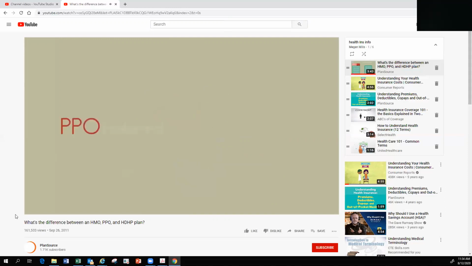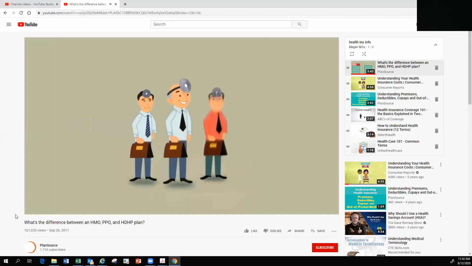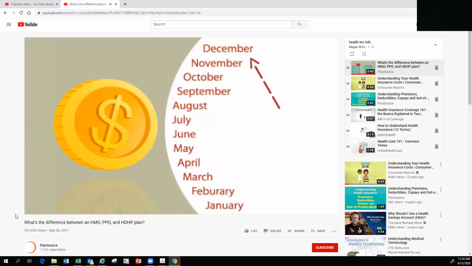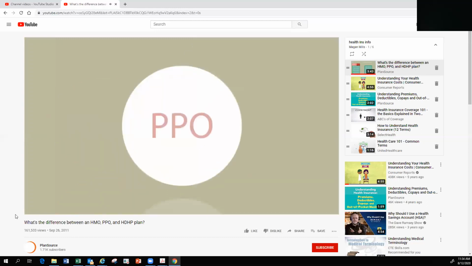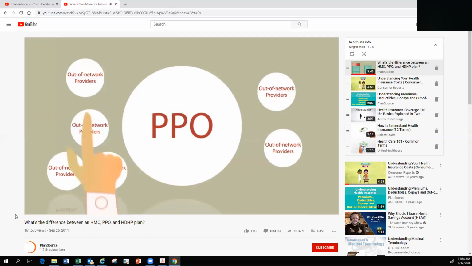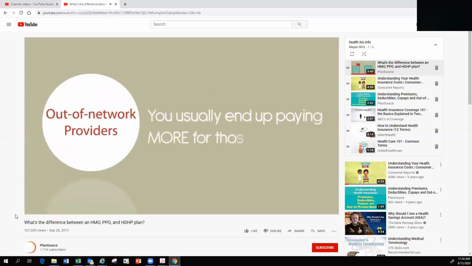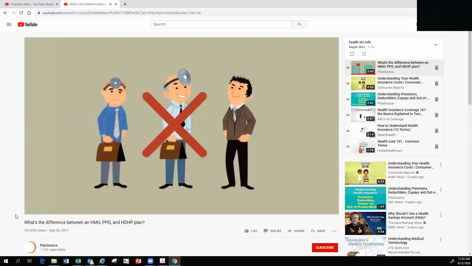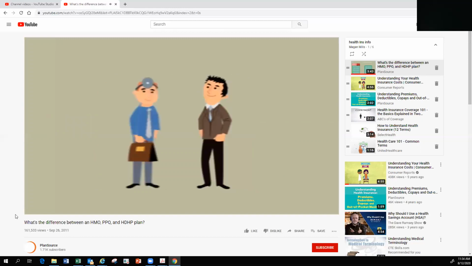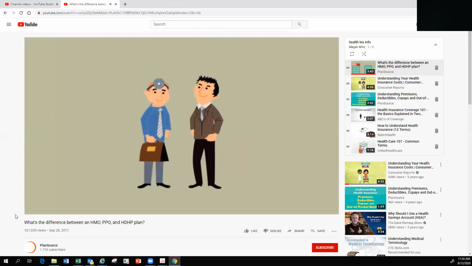A PPO, or Preferred Provider Organization, is a plan that gives you more freedom to choose from a larger pool of providers, but generally comes at a higher monthly cost. While the network is larger in a PPO, there are still providers that don't fit in. You can choose these out-of-network providers and get some coverage. However, you usually end up paying more for those services. PPOs do not require a primary care physician, therefore eliminating the need for referrals and giving you the ability to go directly to a specialist.